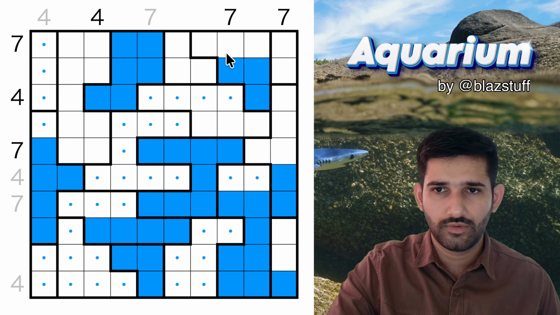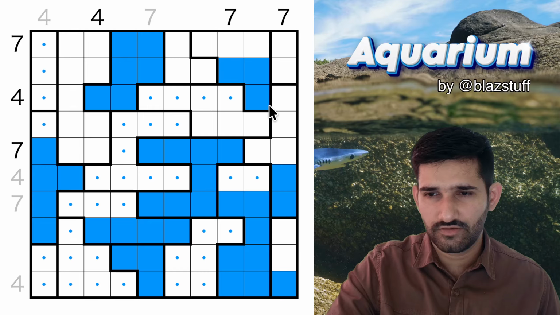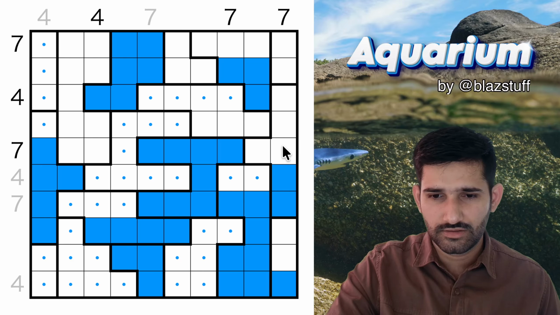Now this seven, can it use this? I think it can. There is nothing that prevents it.